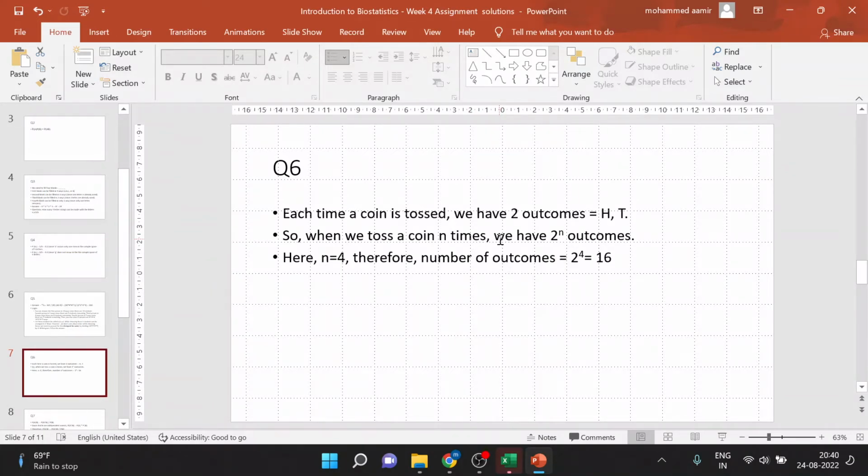For example, if you toss a coin twice, the first time you can get head or a tail, and the second time also you can get a head or a tail. So if you combine all these possible outcomes, you get 4 outcomes. So when we toss a coin n times, you have 2 power n outcomes. Now here the question is, when you toss a coin 4 times, that means n equals 4. Then the number of outcomes possible is nothing but 2 power 4, which is 16.